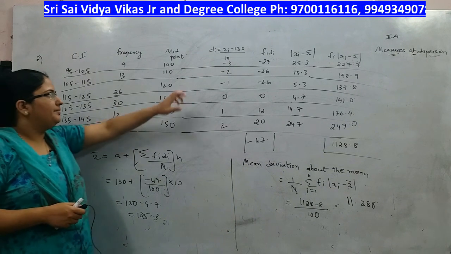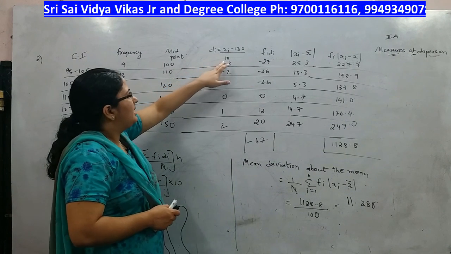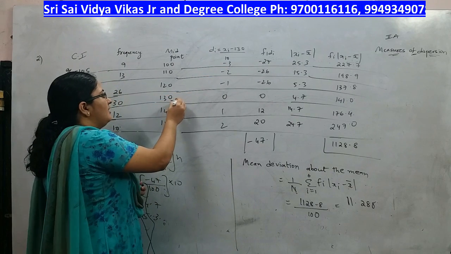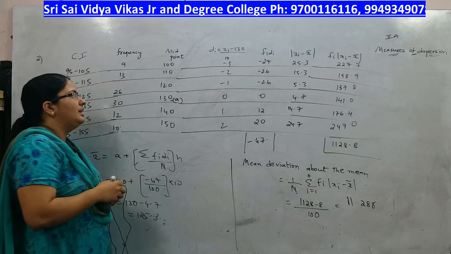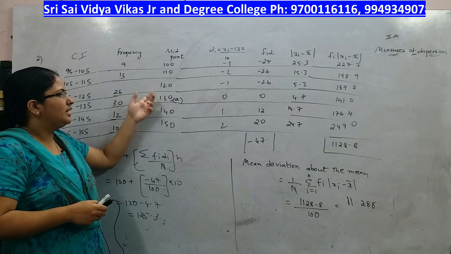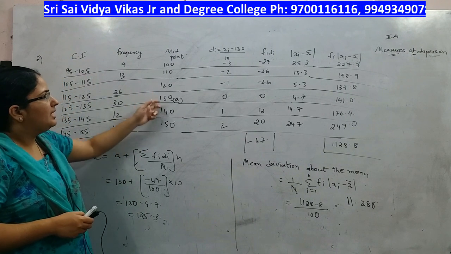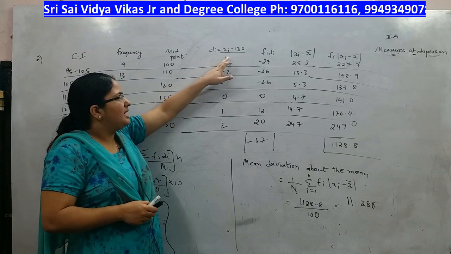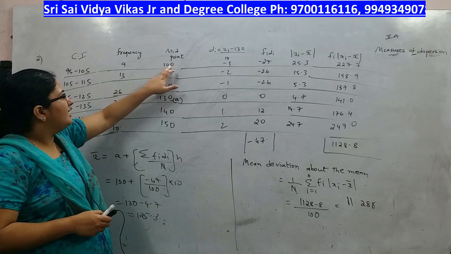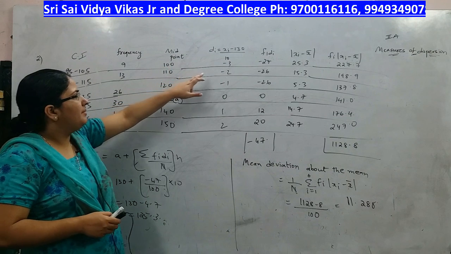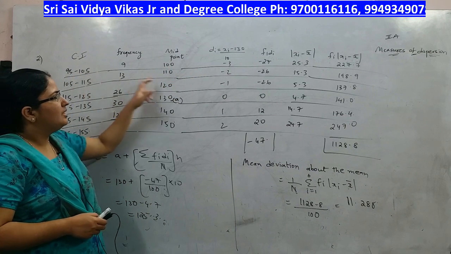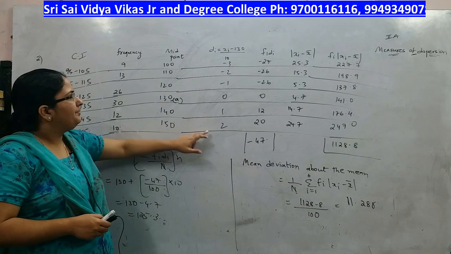Then you need di. Di is equal to xi minus a by h. Here we are choosing the a value as 130. You can choose any value, but preferably we choose the middle values, either the third value or the fourth value. Di is equal to xi minus a by h, where h is the width of the class, that is 10. So you get all these values.